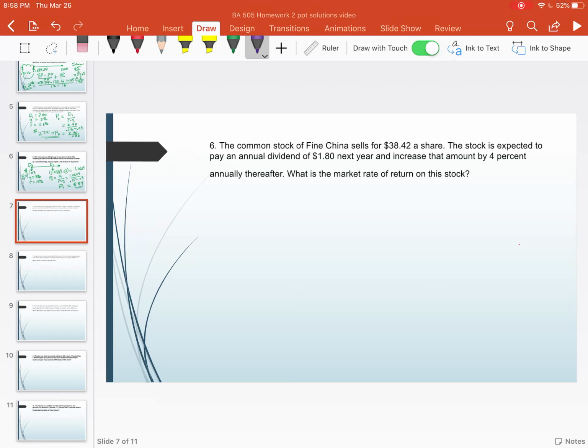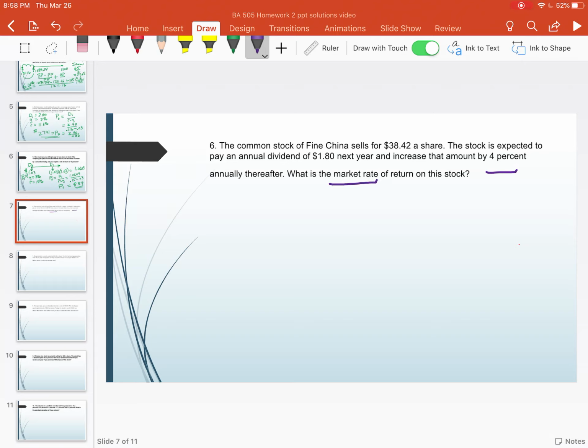So again, this problem is the common stock of Fine China sells for $38.42 a share. The stock is expected to pay an annual dividend of $1.80 next year and increase that amount by 4% annually thereafter. What is the market rate of return on the stock? So what are we solving for? We're trying to solve for the market rate.